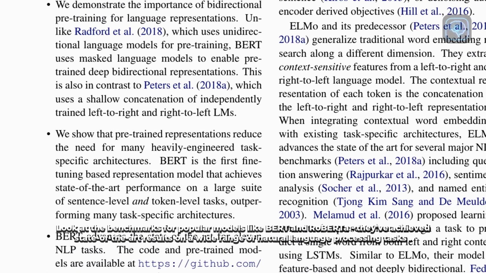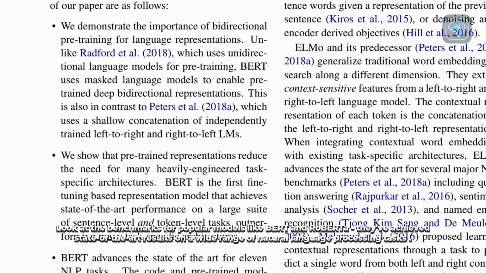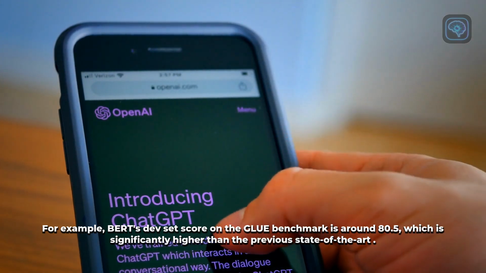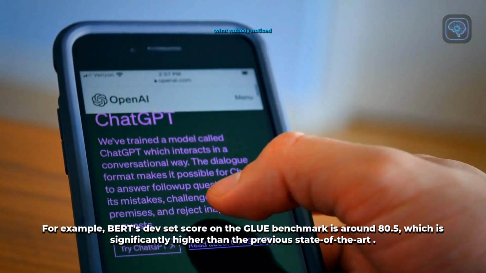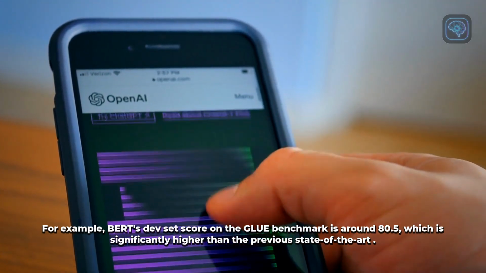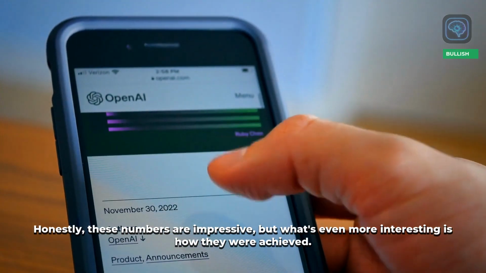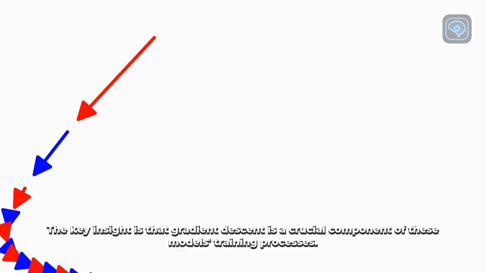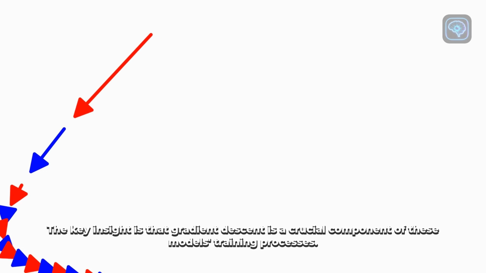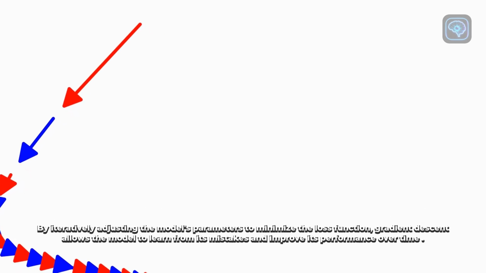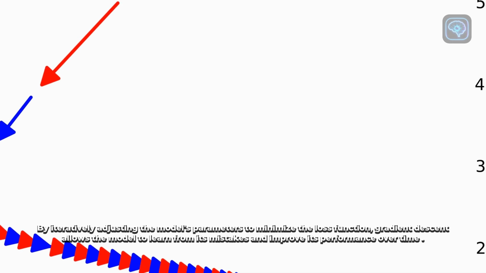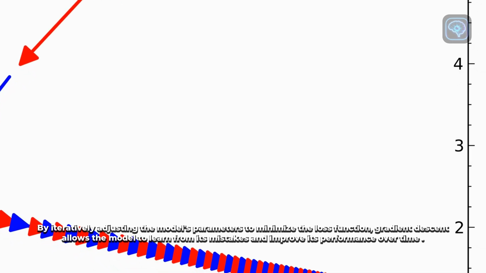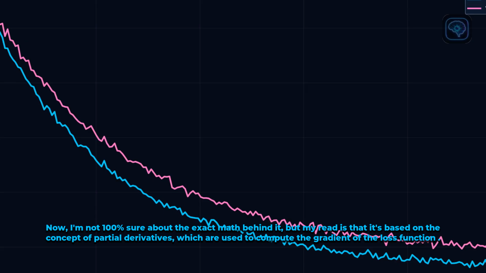Honestly, these numbers are impressive, but what's even more interesting is how they were achieved. The key insight is that gradient descent is a crucial component of these models' training processes. By iteratively adjusting the model's parameters to minimize the loss function, gradient descent allows the model to learn from its mistakes and improve its performance over time. Now, I'm not 100% sure about the exact math behind it, but my read is that it's based on the concept of partial derivatives, which are used to compute the gradient of the loss function.